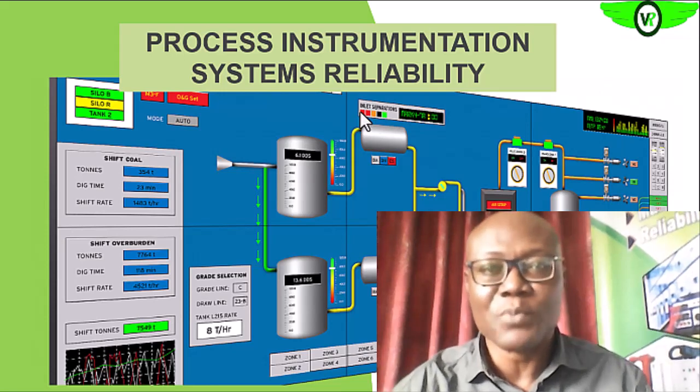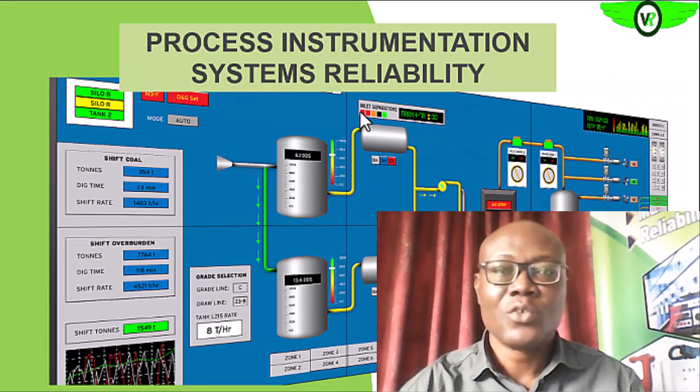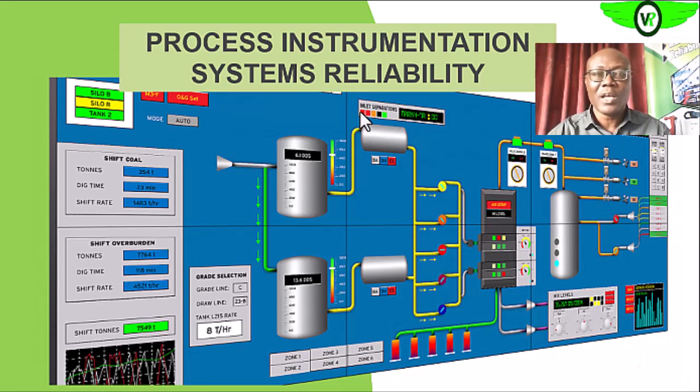So we are going to look at process instrumentation systems reliability under this training. We are going to see the various components of process instrumentation and see how we can improve their reliability. Under this training, we are going to see the different components that make up the process instrumentation and how these various components interact together to make sure that our process is operated smoothly and reliably.